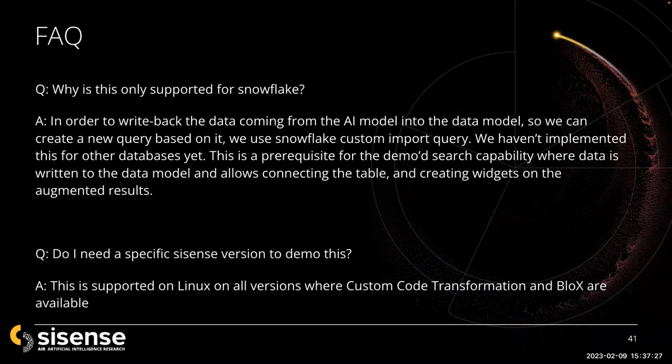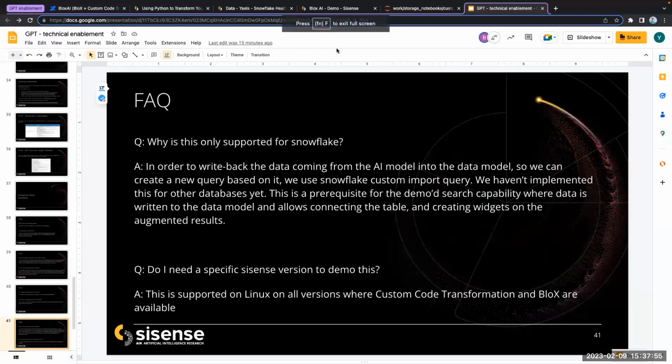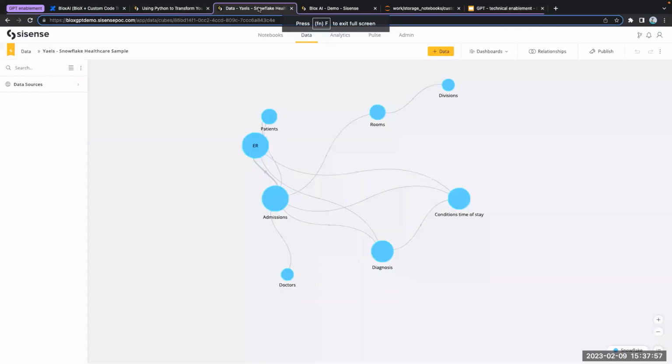Why is it only supported for Snowflake? Ariel, can you maybe take this one, and what are the options? Yes, so we are generating the data without pushing the data anywhere. The data is being pushed only to the model. Yael, if you can just show one of the examples of what's called in Sisense a live model custom import query.